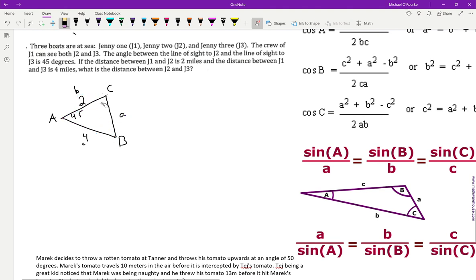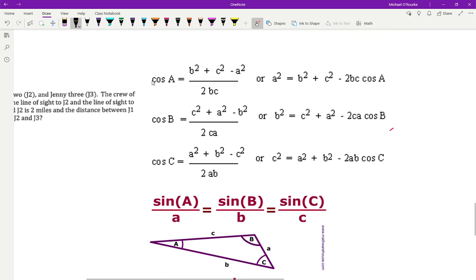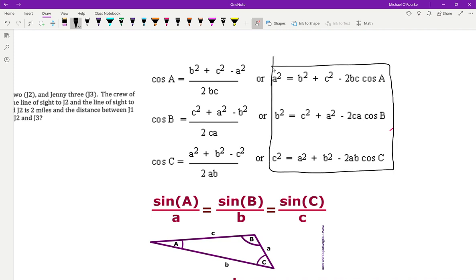Okay? If there was an angle in here, then we'd have a buddy. Since we don't have buddies, we need to use cosine law. Right? And we're trying to find a side. We're trying to find a side here. So we're going to use these ones here. These deal with sides. So that's what we're going to use.